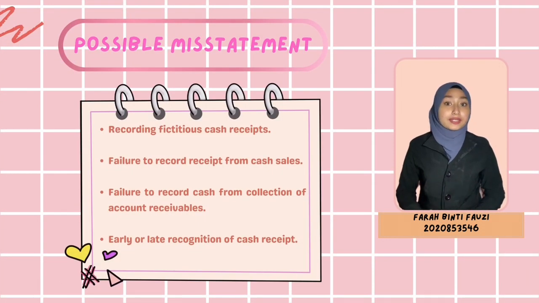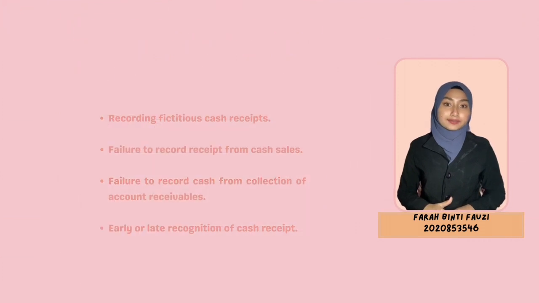The possible misstatements that the company might make are recording fictitious cash receipts, failure to record receipts from cash sales, failure to record cash from collection of accounts receivable, and early or late recognition of cash receipts.